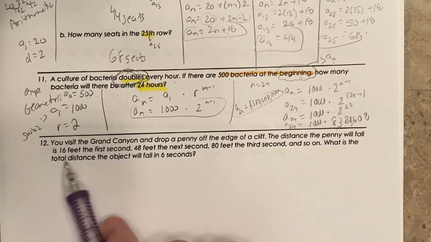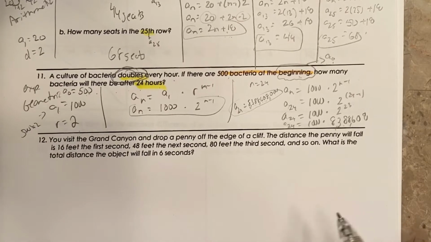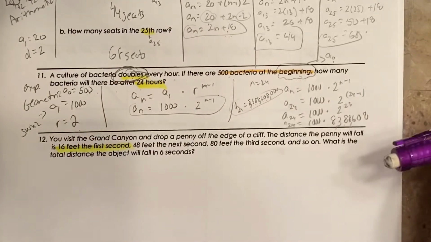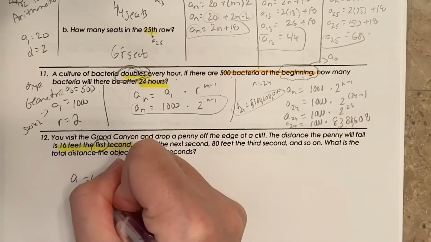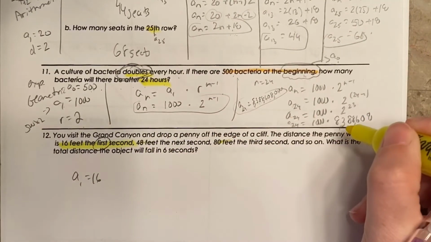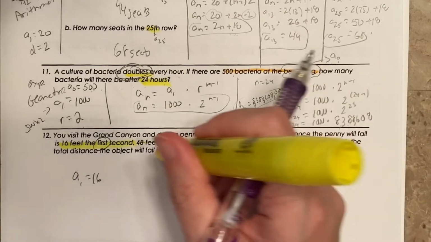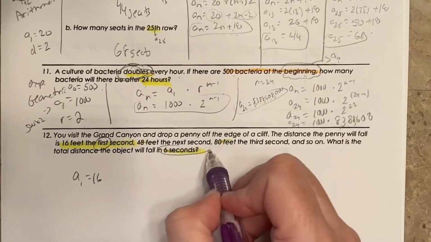Last one, number 12. You visit the Grand Canyon and drop a penny off the edge of a cliff. I've never been there. Have any of you guys been there? The distance the penny will fall is 16 feet for the first second. All right, so look, that goes back to normal. It tells you first, so we automatically know a sub 1 is 16. Then 48 for the next, 80 for the third, and so on. What is the total distance the object will fall after 6 seconds?